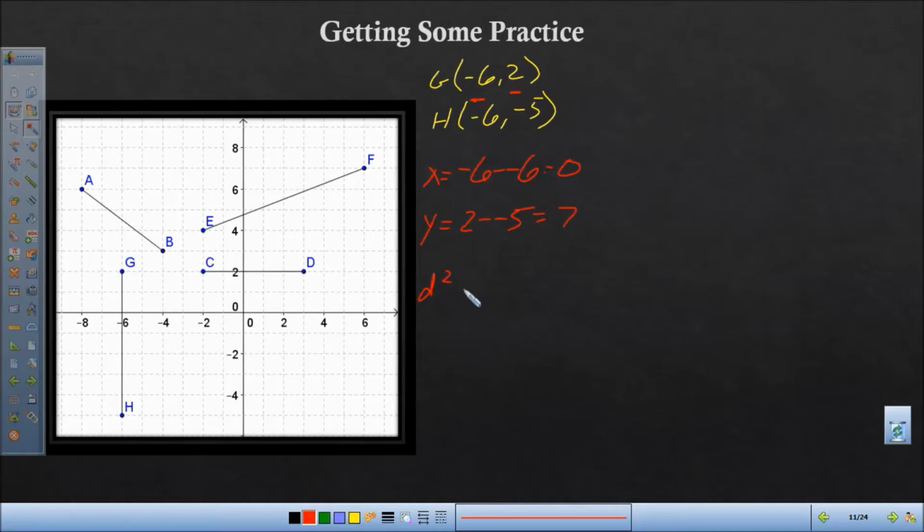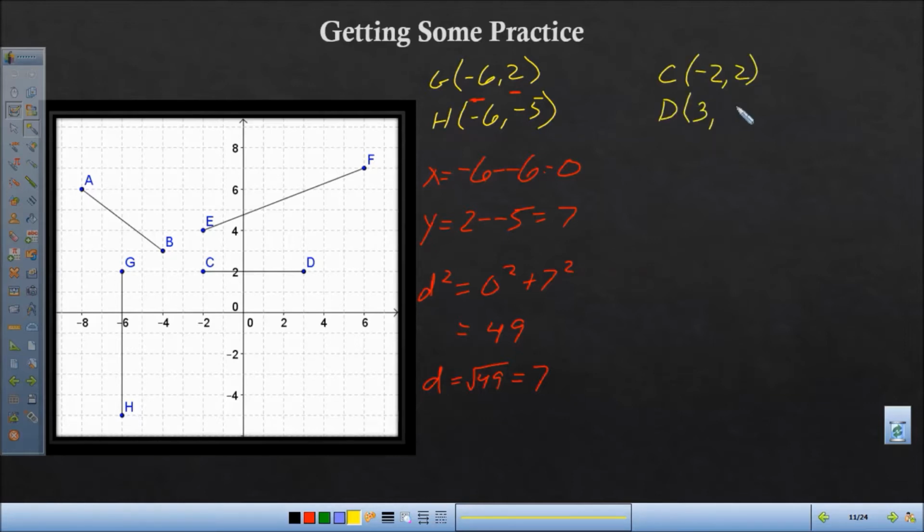Now, I know some of you guys are already thinking about the answer. That's okay. That's good. I'm going to work this through, though. 0 plus 49 is 49. So D is equal to the square root of 49, which is 7. Okay, now, I'm going to ignore that answer for just a second, and let's go and do C and D here real quick. C has the ordered pair negative 2, 2. D has the ordered pair 3, 2.